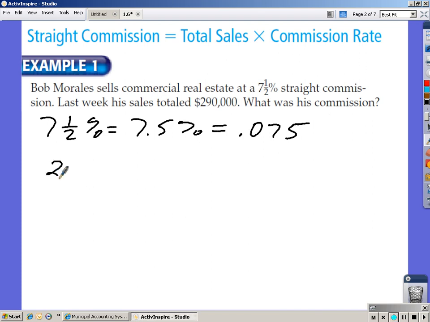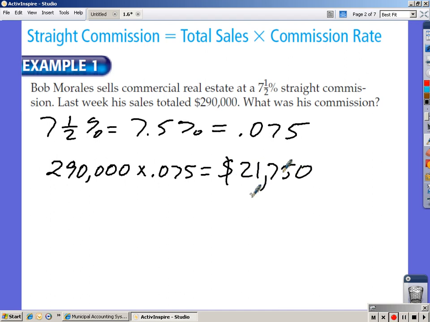The sales were $290,000. The percent, 7.5, is 0.075. Go ahead and multiply those together. 290,000 times 0.075 is 21,750. Okay, 21,750 is his commission on his sales. Okay, pretty easy.